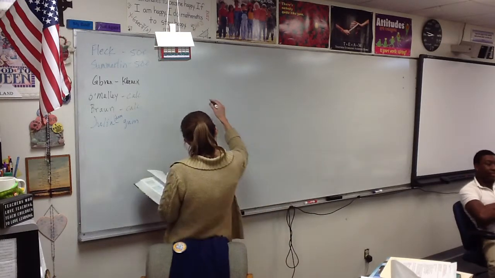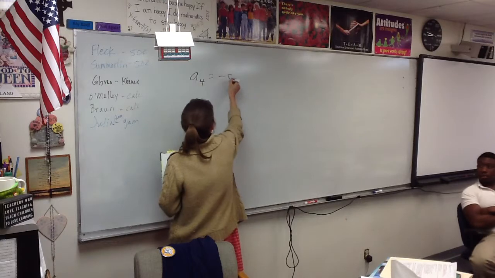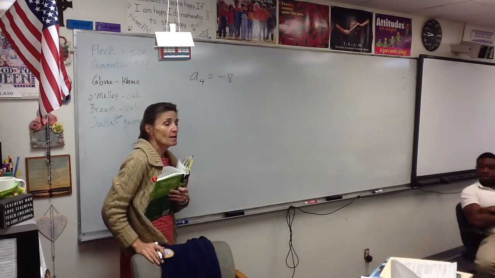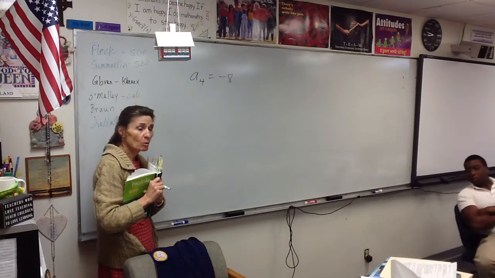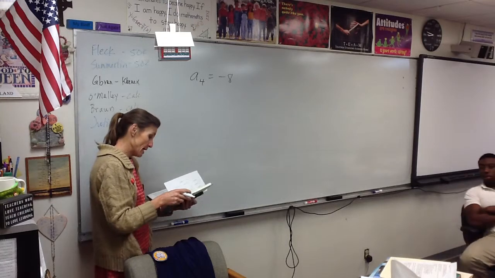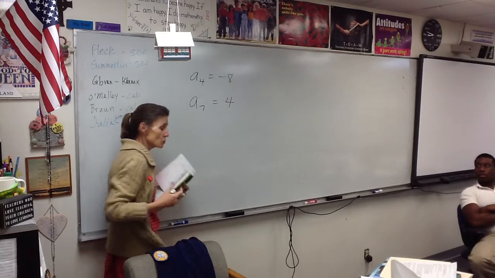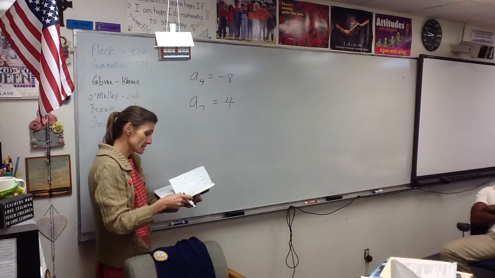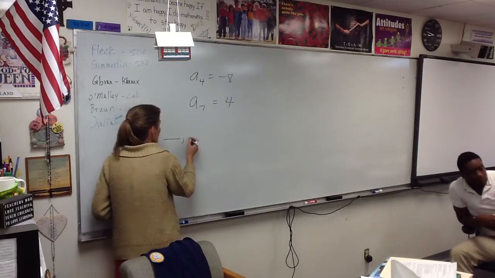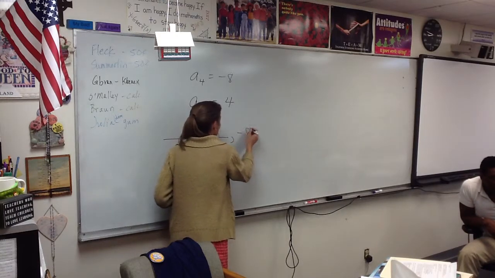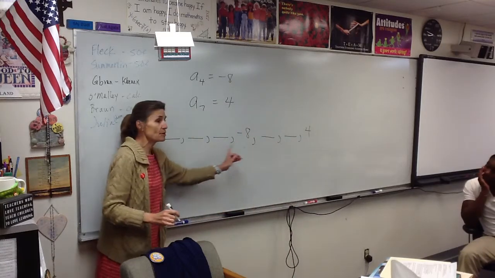So 29 says the fourth term is -8. Now I am going to write that in the actual notation. The fourth term would be A sub 4. That's what the fourth term means. That's how we write it. And the seventh term is 4. So if I drew a picture of this, it would look like this. First term, second term, third term, fourth term, fifth term, sixth term, seventh term. This is the sequence of numbers.